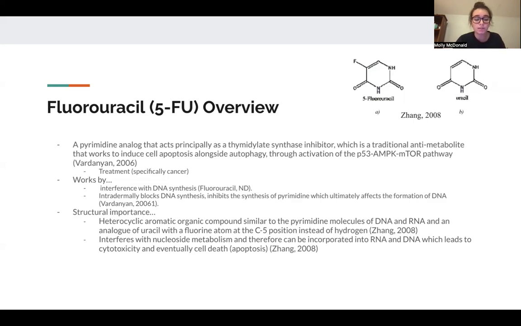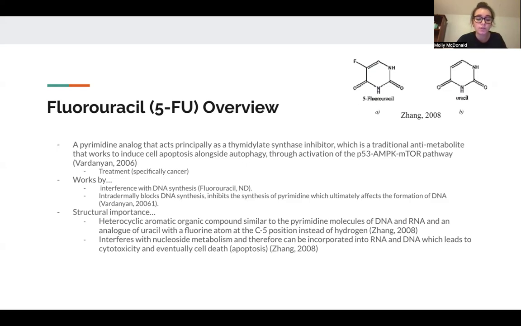Its structure is complex, being a heterocyclic aromatic organic compound similar to the pyrimidine molecules of DNA and RNA, and an analog of uracil with a fluorine atom at the carbon 5 position instead of a hydrogen. There is one crystal structure reported where the compound crystallizes with 4 molecules in the asymmetric unit, which leads the molecule to adopt a hydrogen bonded sheet structure.